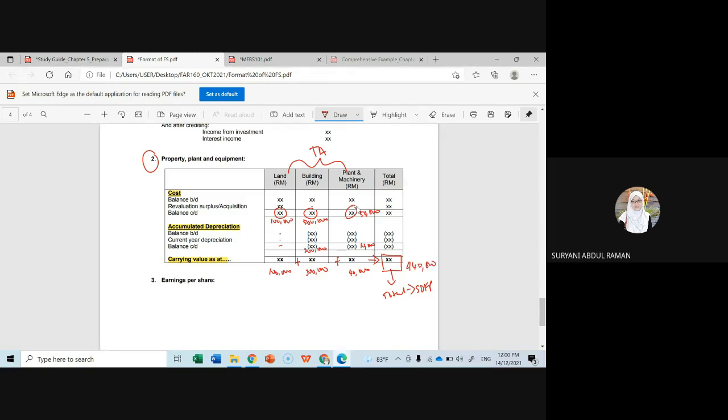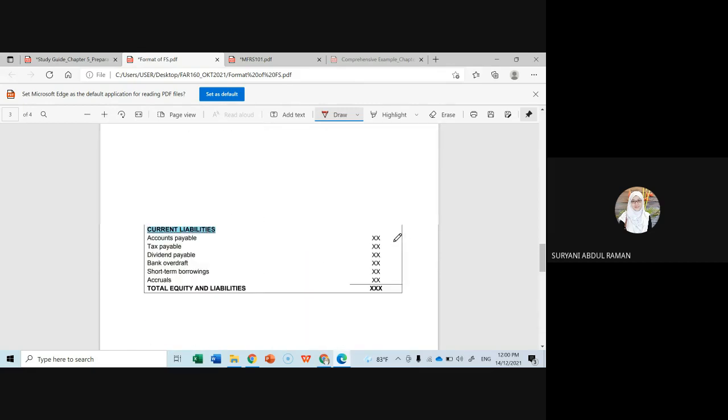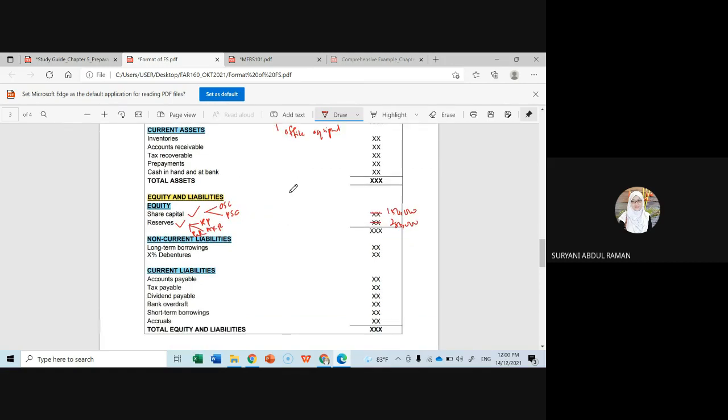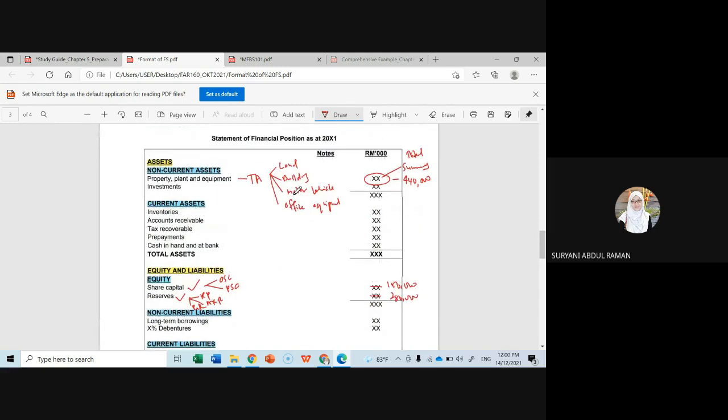So this 440,000 is the total or summary of the property, plant and equipment, and it will be transferred to the statement of financial position. So the amount to be transferred to PPE here is 440,000, based on the working that you have done. Okay, so this is how the statement of financial position will be prepared.